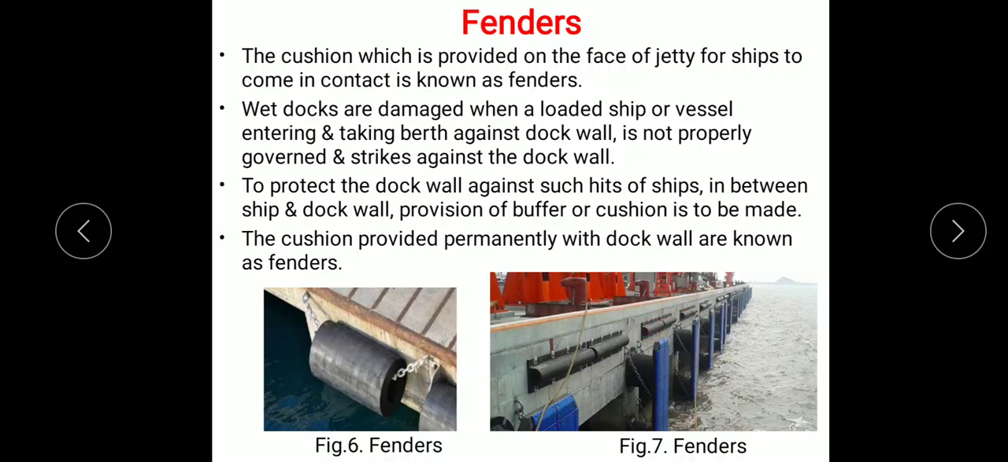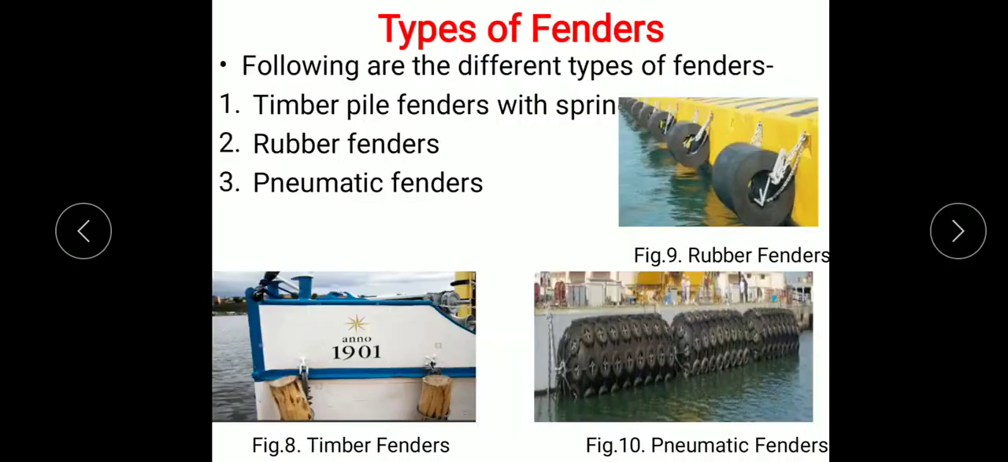So here we can see a cushion is provided in between this ship and dock wall. So the cushion provided permanently with dock wall are known as fenders. Basically, the fenders are categorized as timber pile fenders with spring. Second type is the rubber fenders, and third type is the pneumatic fenders.